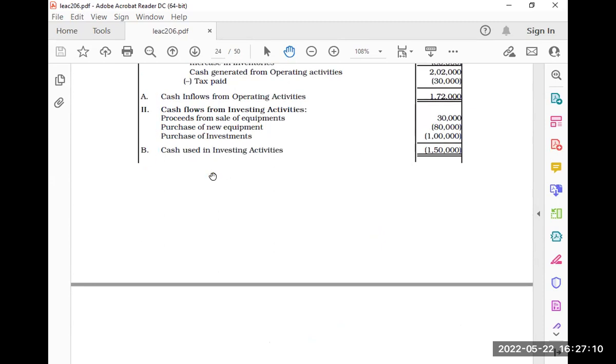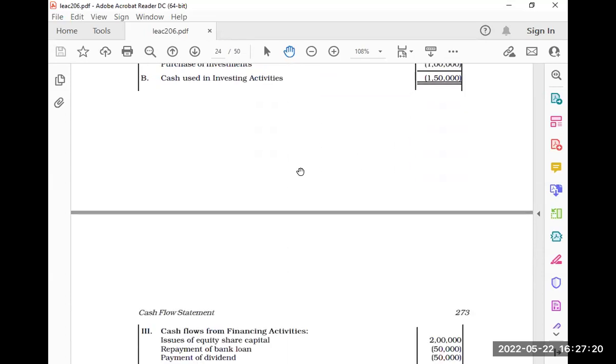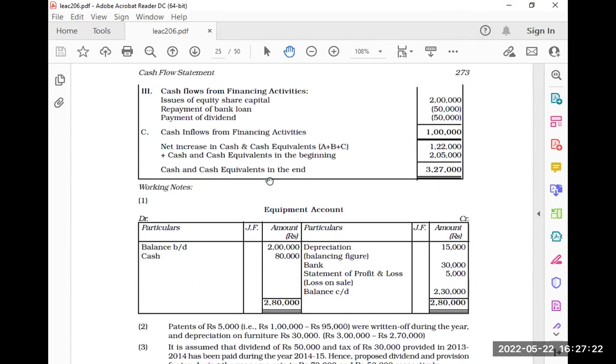Next, only 3 items are there. So the net result is 1 lakh 50 minus 1 lakh minus 80 plus 50. Total is equal to minus 150. The last one, cash flow from financing activity. To know the financing activity, what should I check?